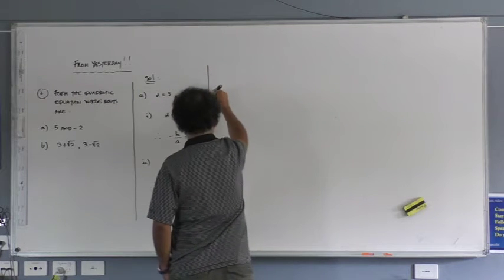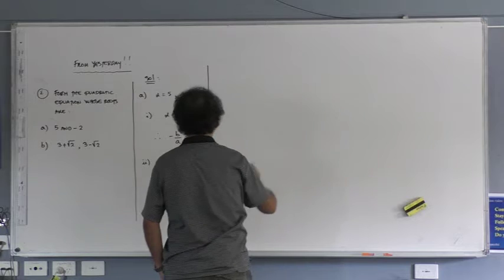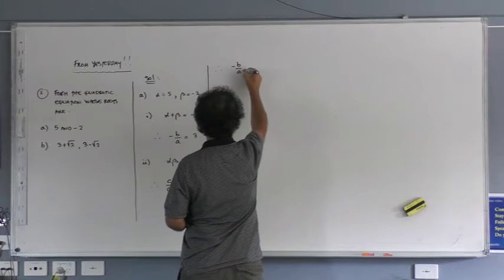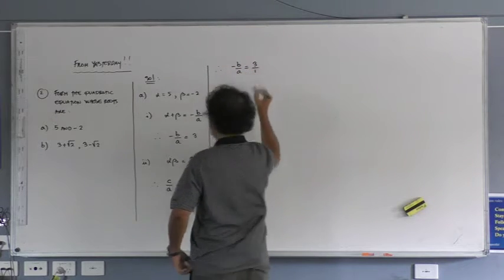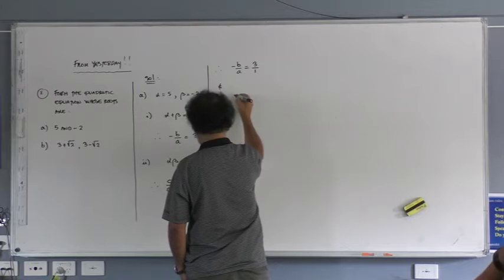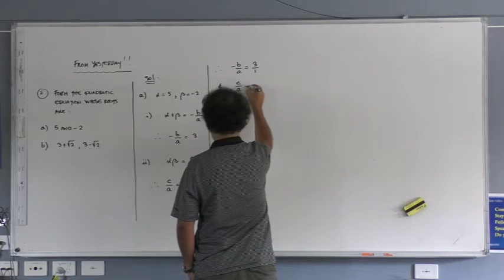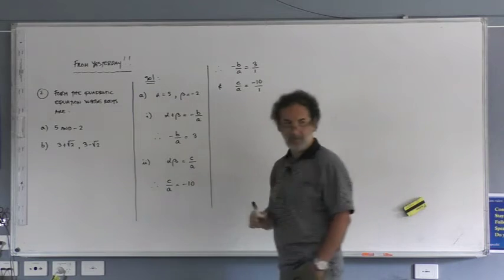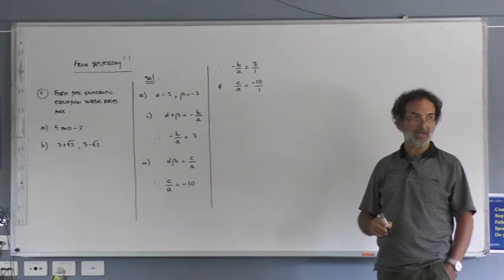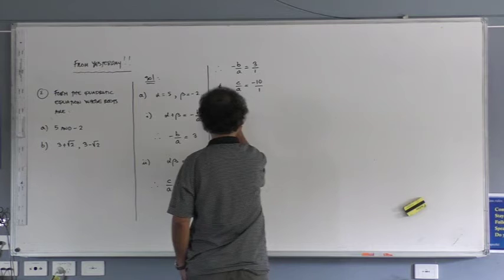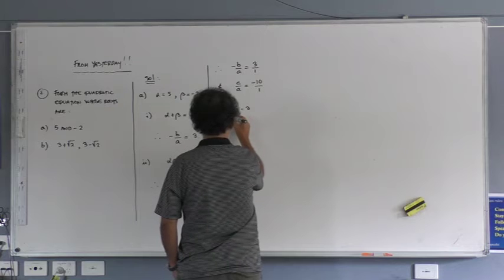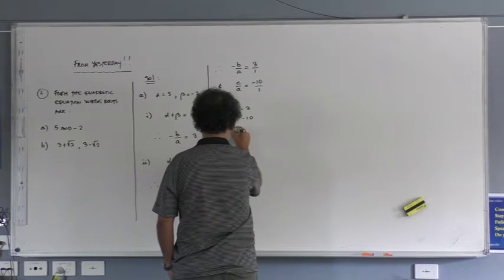Okay, and then I want you to look carefully at this. Therefore, minus b on a is equal to 3, and I'm going to put this over 1, so 3 over 1. And c on a is equal to -10, and I'm going to put that over 1 again. Then we can see that b is going to be equal to -3. c is equal to -10, and a is equal to +1.